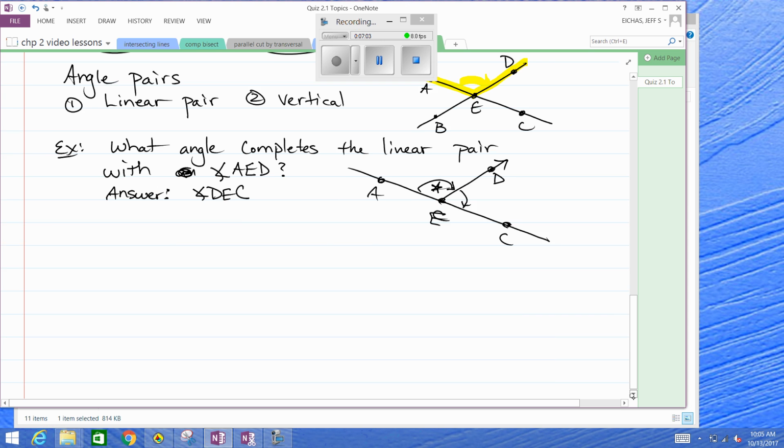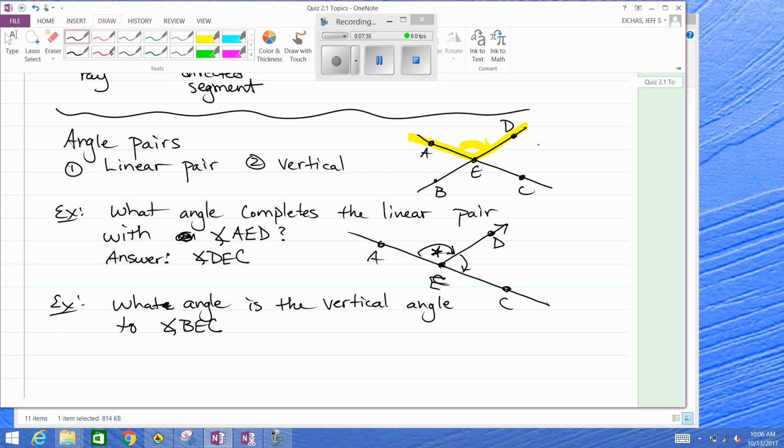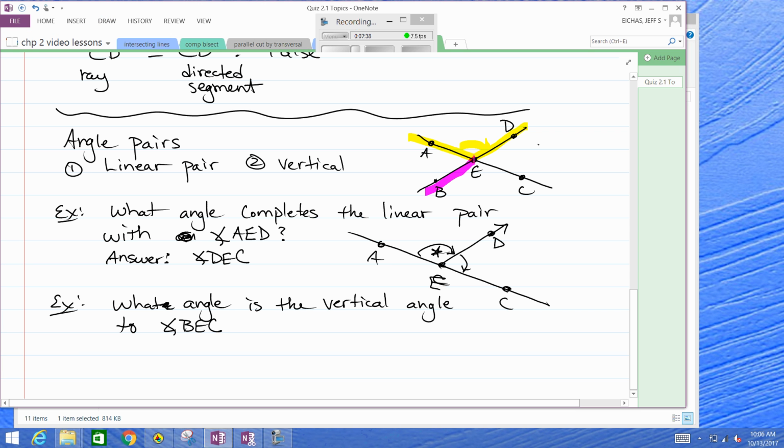All right, another similar question. Go back to the same diagram up here, okay? What angle is the vertical angle to angle, I don't know, let's go with angle EBC. Sorry, wrong angle. BEC. All right, so BEC, if I draw that, use purple here. So that's the angle B to E to C. And you're going to go that way.